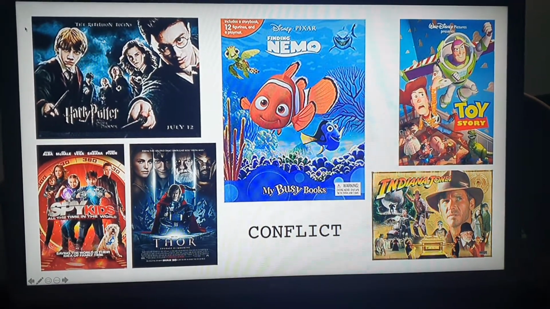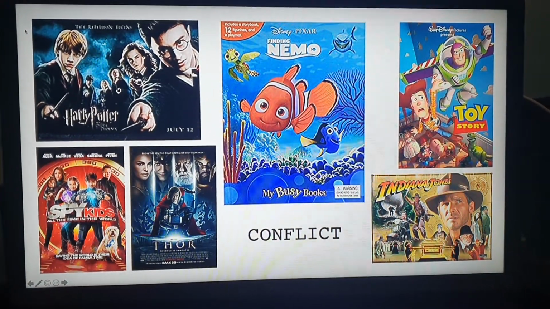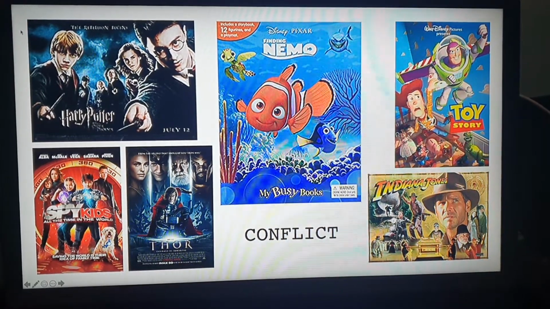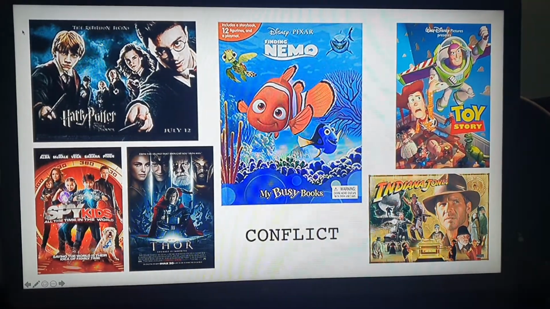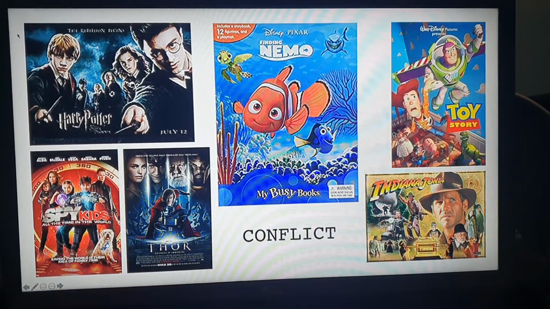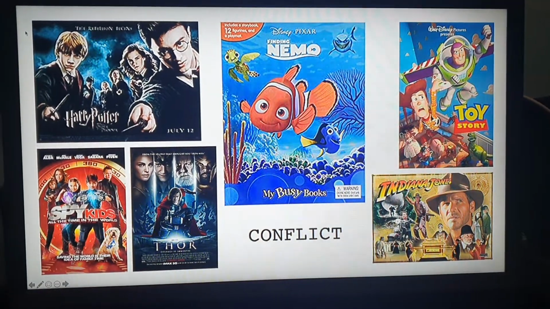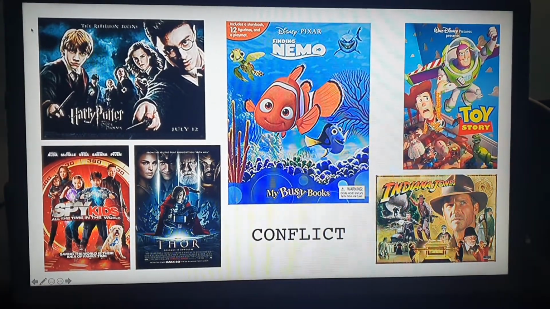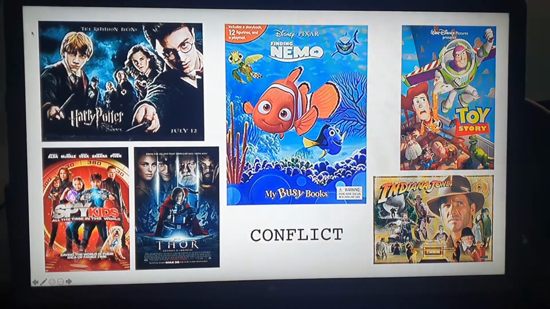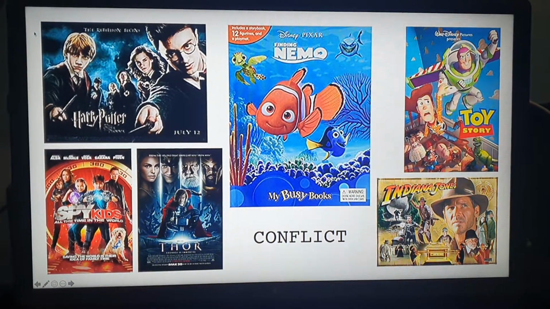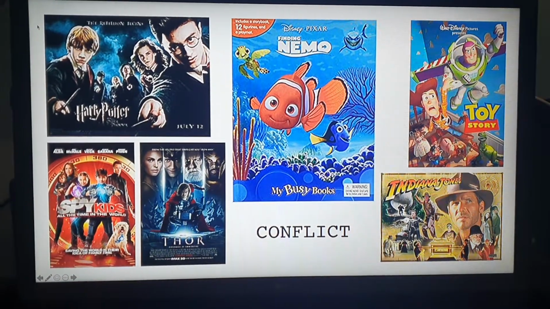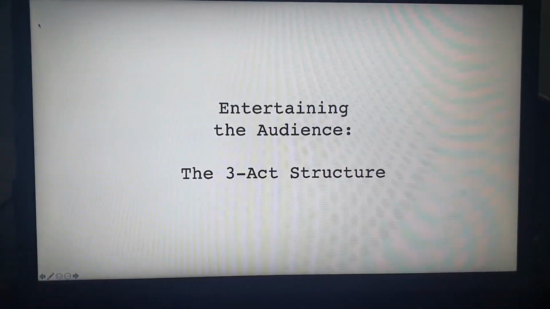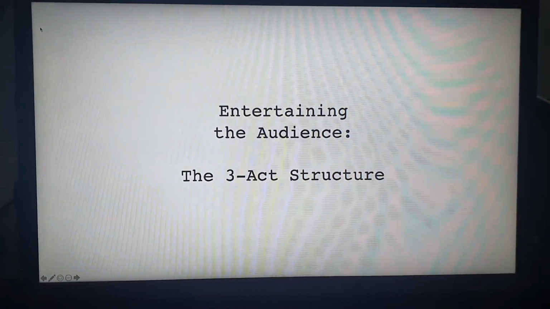So when you're writing your screenplay for next Friday, remember there needs to be a very clear conflict. It doesn't necessarily have to be between two people or between two characters. It can be internal conflict. For example, somebody battling an illness is internal conflict, or somebody battling insecurities like anxiety is also a form of internal conflict.